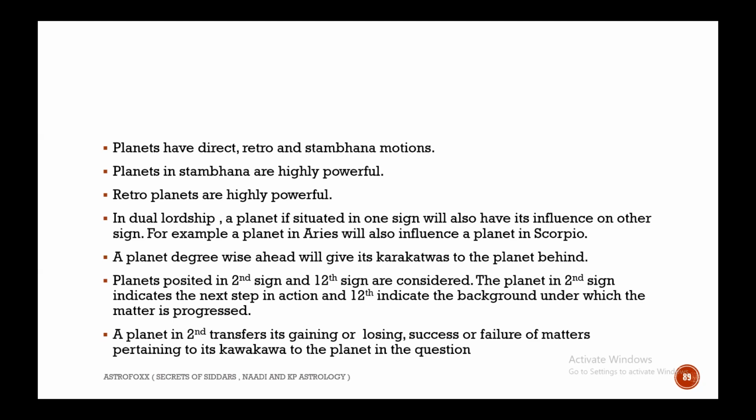Retro planets are highly powerful. We saw how it completely changes the course of life. In dual lordship, a planet situated in one sign will also have its influence in the other sign. This is what we call the dispositor theory. For example, a planet in Aries will also influence a planet in Scorpio. A planet degree-wise ahead will give its karaka to the planet behind.